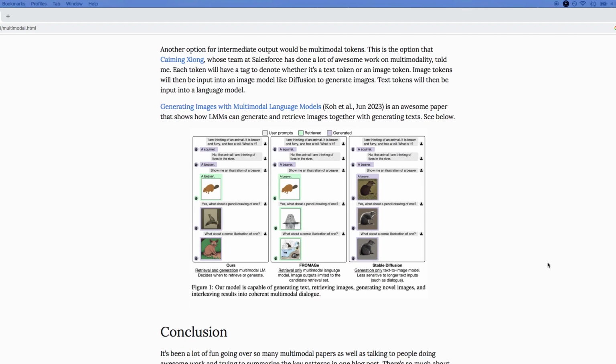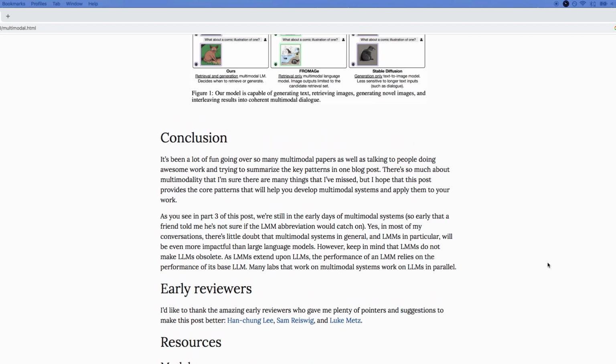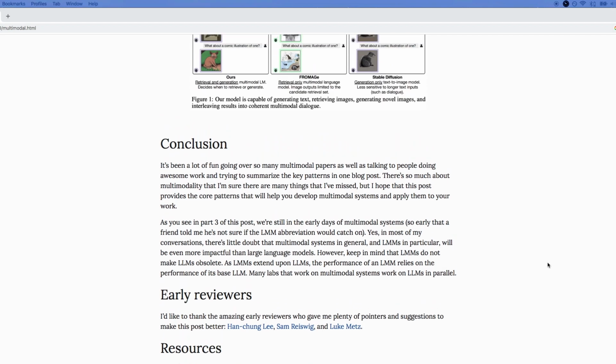See below. Conclusion. It's been a lot of fun going over so many multimodal papers as well as talking to people doing awesome work, trying to summarize the key patterns in one blog post. There's so much about multimodality that I'm sure there are many things that I've missed, but I hope that this post provides the core patterns that will help you develop multimodal systems and apply them to your work. As you see in part 3 of this post, we're still in the early days of multimodal systems, so early that a friend told me he's not sure if the LMM abbreviation would catch on.